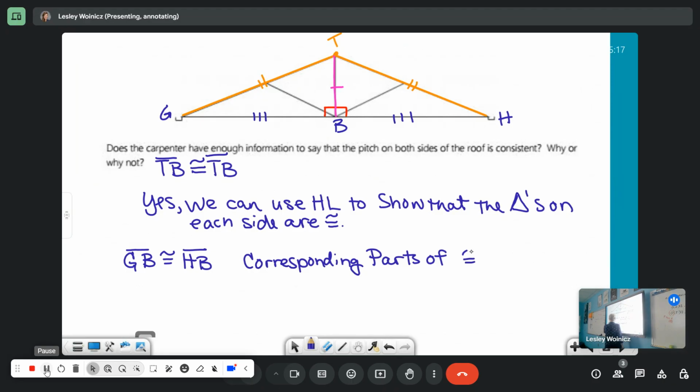of congruent triangles are, I'm hearing a lot of talking. It's confusing to me a little bit.